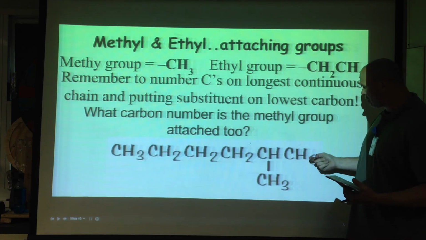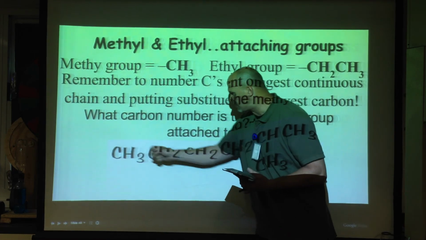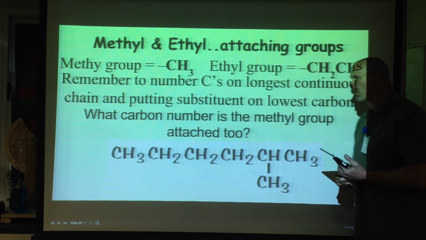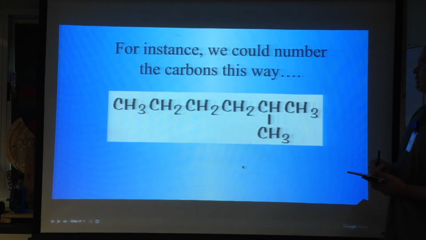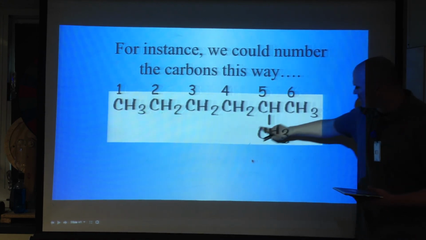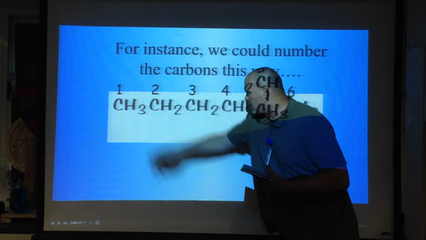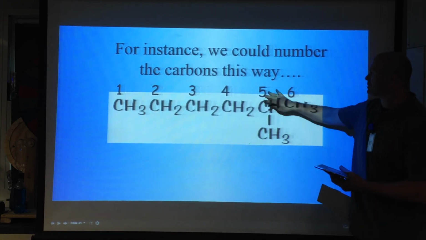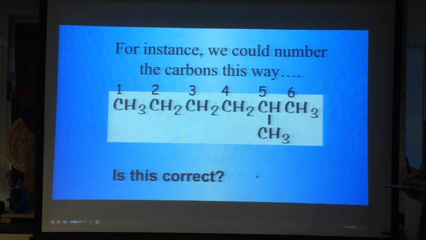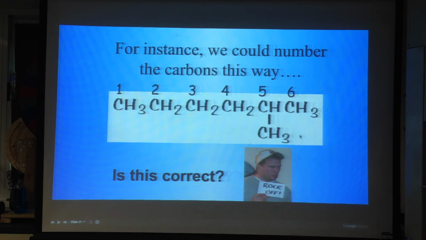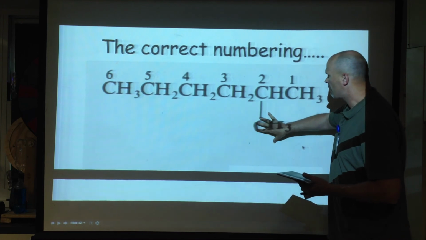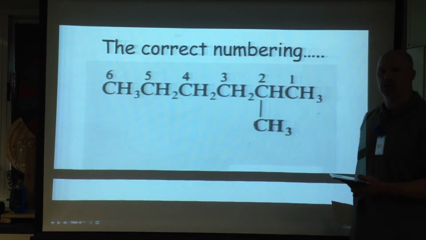Or I could count this way, 1, 2, 3, 4, 5, 6, and you can see on the 2nd carbon I'd have that methyl group. So it's the 2nd carbon. For instance, we could count the numbers the first way and put the 5 here and see that this is not part of the longest continuous chain, and that 1-carbon methyl group is on the 5th carbon. Or, is this correct? And of course, Grodsky says no. He says rock off. We should count the other way, like I just talked about, so that the 2nd carbon has the methyl group and the attaching group has the lowest number possible.